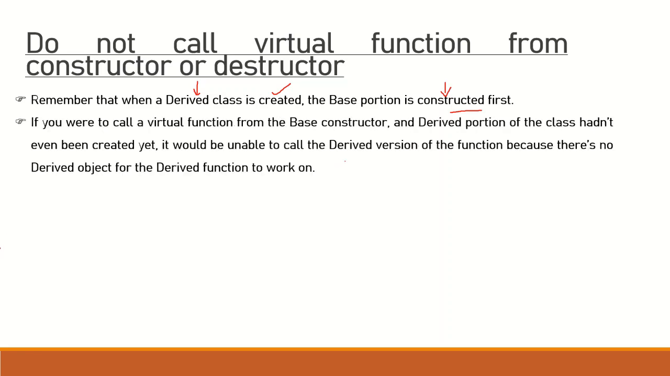So if we were to call this, then the base version gets called from the base constructor, before the creation of the derived class.